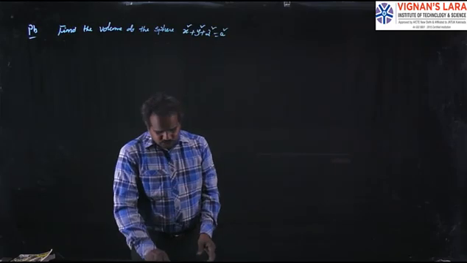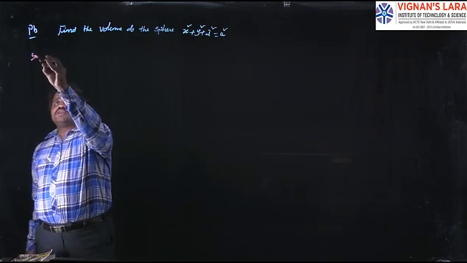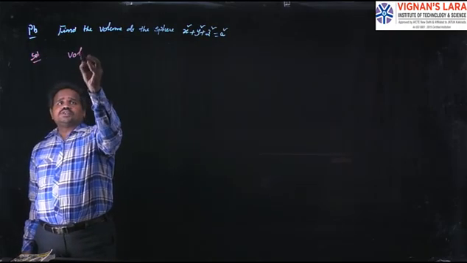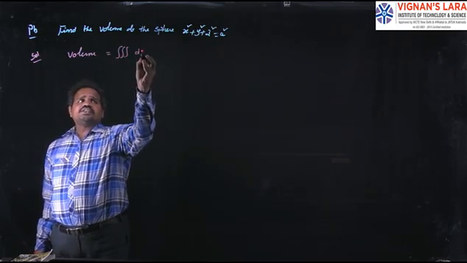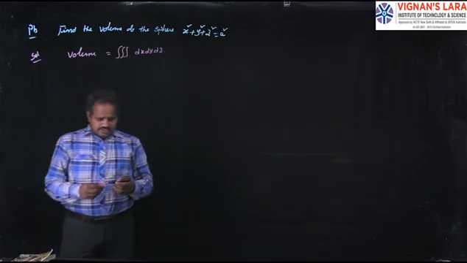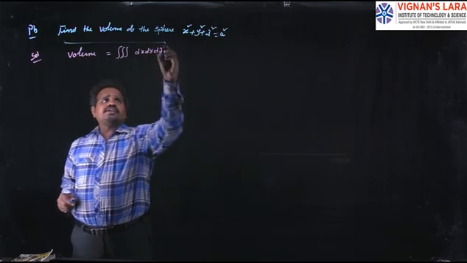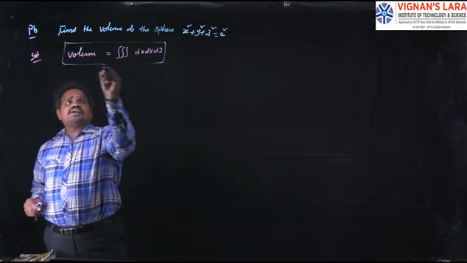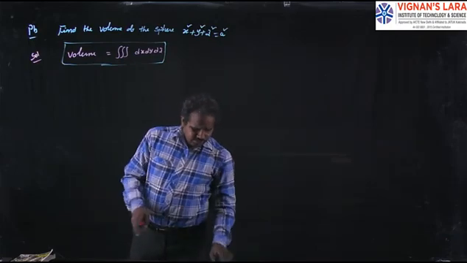So for this we have to calculate the volume. So formula for volume: area means double integral, volume means triple integral, dx dy dz. So this is the formula for volume integral. So we have to identify the limits of x, y, z. After that we have to substitute, then we will get the volume integral.